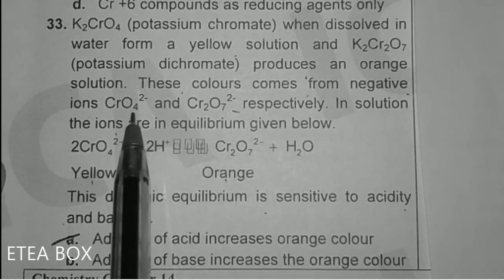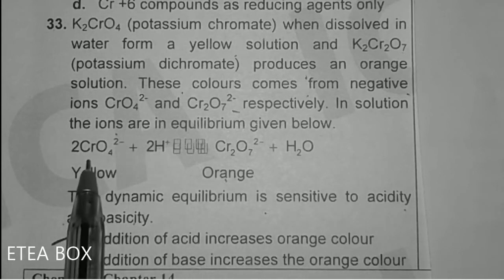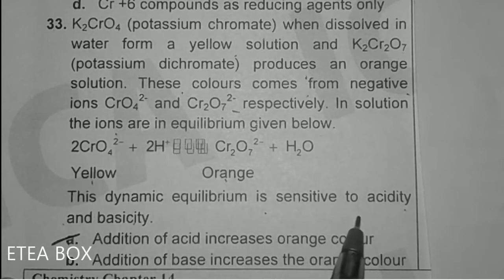Potassium chromate, when dissolved in water, forms a yellow solution, and potassium dichromate produces an orange solution. These colors come from the negative ions respectively. In solution, the ions are in equilibrium as given below. Okay, the ions are given here. This dynamic equilibrium is sensitive to acidity and basicity. Now, addition of acid increases the orange color.